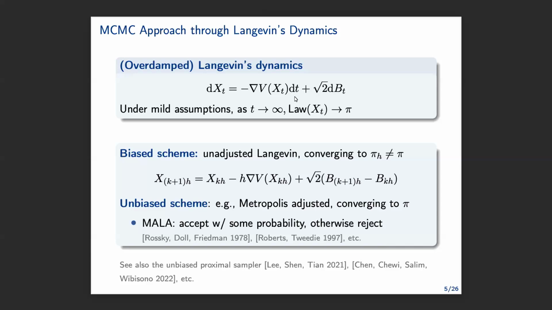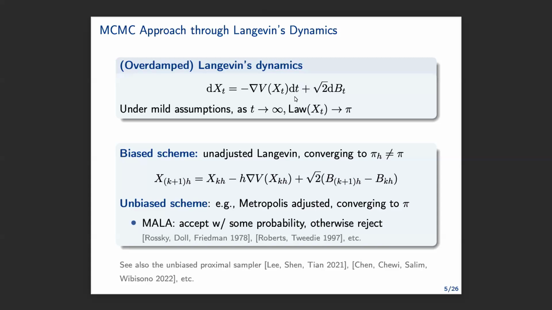We can always correct the bias by using Metropolis adjustment, which means every step when you make a proposal with the unadjusted scheme, you accept it with some probability. This probability is calculated by comparing the density ratios, as in the classical Metropolis-Hastings algorithm. If it's larger than the ratio, we accept, otherwise reject, and we propose again. This is known as MALA, the Metropolis-adjusted Langevin algorithm.